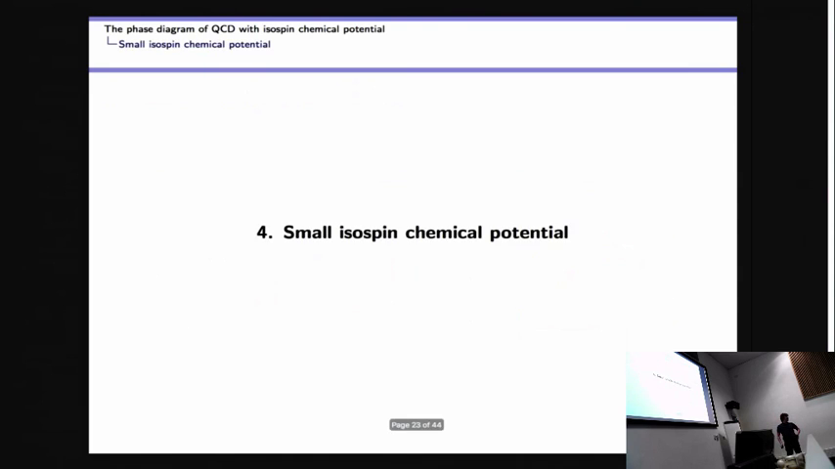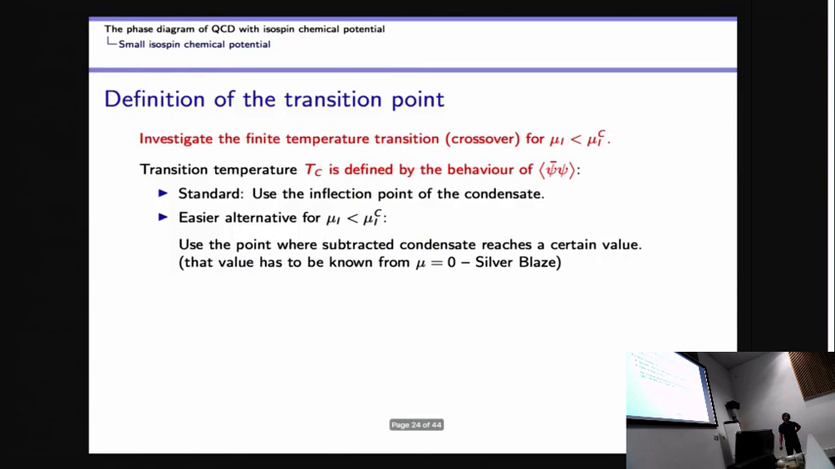Okay, so let me now come to the region of small isospin chemical potential. And here we are mostly interested in the behavior of the crossover temperatures when we switch on μi, and we are interested in the region where we are below the pion condensation phase.